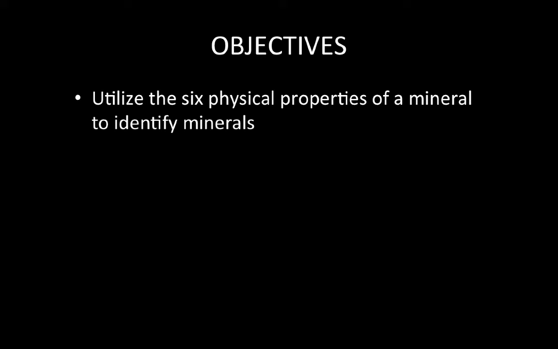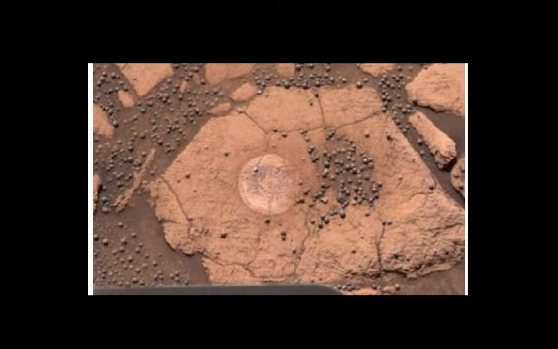This right here, our objectives. We will utilize the 6 physical properties of a mineral to identify them. Here's a picture from Mars. This is on Mars. Geologists have recently discovered goethite and hematite exist in an abundance on Mars.